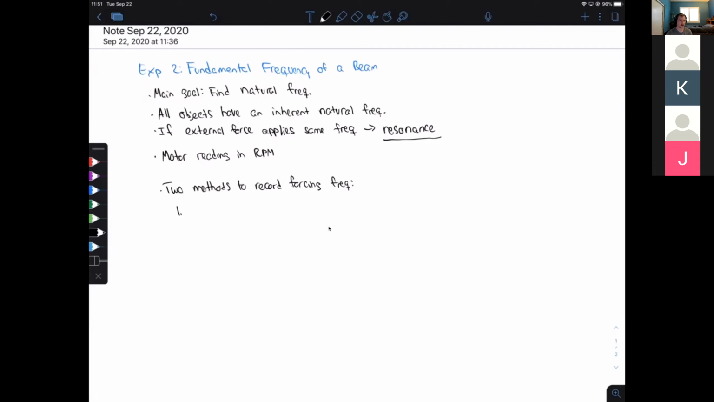Okay, so the first method is the frequency is going to be recorded inside of LabVIEW, and that's going to be in hertz. For this, we would have a wire that's connected to our beam, and then that's connected to LabVIEW. So we can directly read that forcing frequency on the beam.